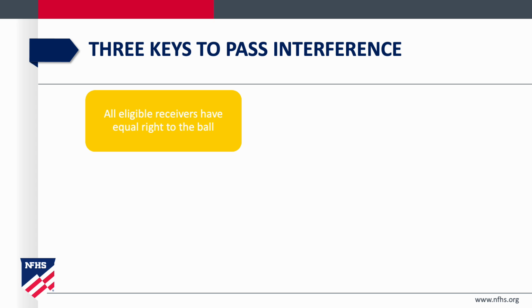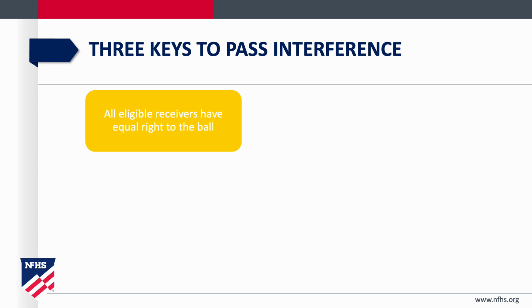When dealing with interference, there are three important keys to keep in mind. First, all players have equal rights to the pass, both offensive and defensive. The offense does not have any advantage to the loose ball. A defender who has a clear opportunity at the ball cannot be interfered with by an offensive player. We need to be aware of who initiates contact in these situations.